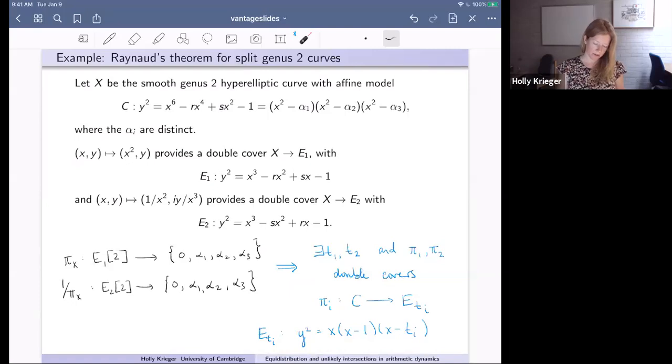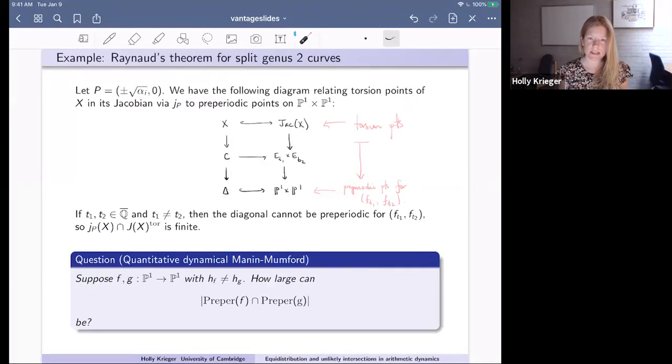So I have these two maps, one to say E_T1 and one to E_T2, where E_Ti is the Legendre elliptic curve. And this pi_1 and pi_2 are double covers of this smooth genus 2 hyperelliptic curve. If I do this, then I can of course descend to the Lattès map from each of the maps of the elliptic curves. And so if I do that, then I can study the geometric torsion points of the curve embedded inside its Jacobian, so up here, by studying the preperiodic points for the induced map on P1 cross P1.